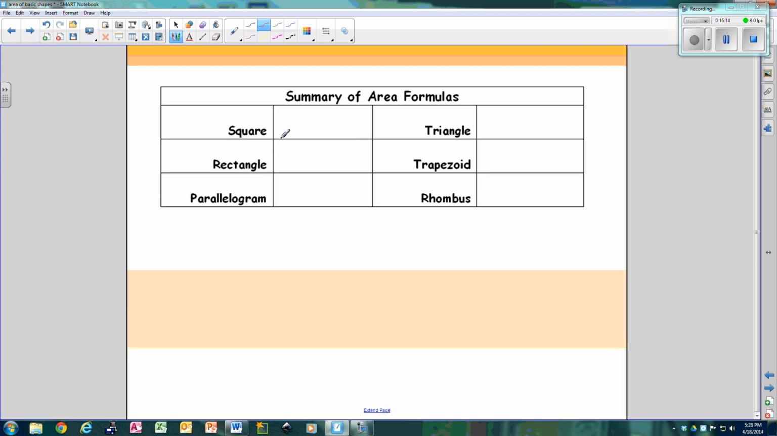So to sum it up: square, side squared; rectangle, length times width; parallelogram, base times height; triangle, base times height divided by 2; trapezoid, base 1 plus base 2 divided by 2 times your height; and the rhombus, diagonal 1 times diagonal 2 divided by 2.